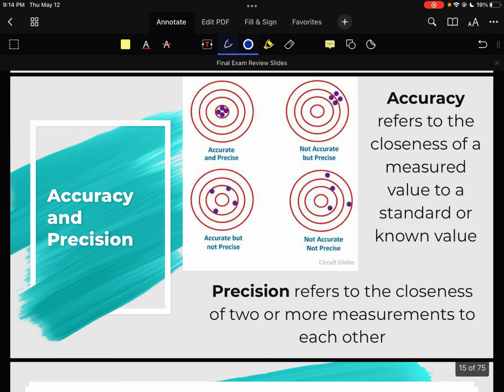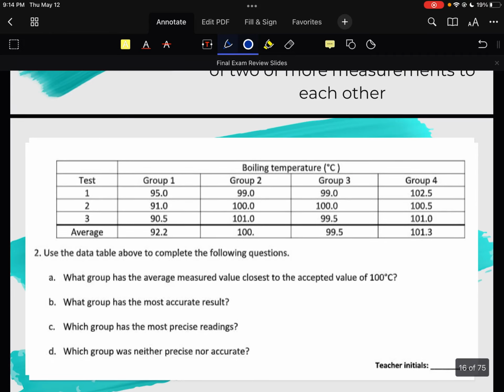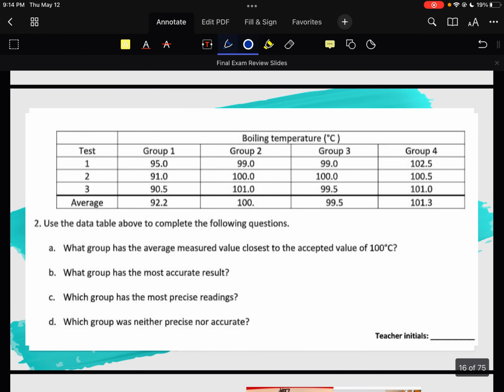For accuracy and precision, just know the main definitions and be able to look at some data. Accurate, you're always just looking to see if it matches the actual answer, the known value. Precision is just how close you are to each other. So if I make 5 measurements and they're all really similar, I'm pretty precise. Okay, so here's an example of that. I won't go through all of them, but we know water boils at 100 degrees. And so this group got right at 100. So this would be the most accurate.